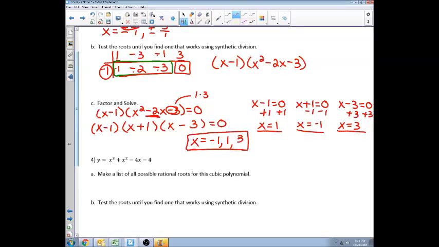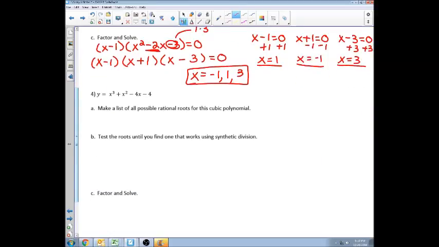Okay? On to the final problem. Here I have the same situation. I want to make my list. So I'll have 1 times 4, 2 times 2. Okay? I want you to notice something here when I make my list.